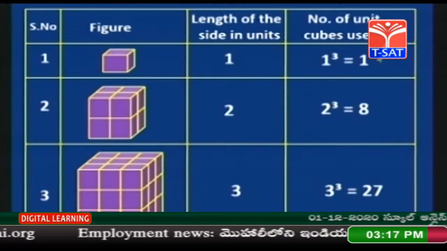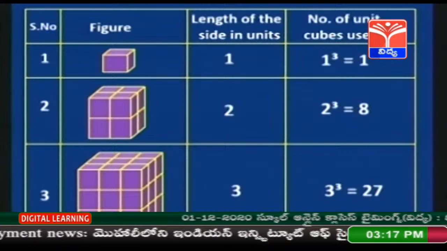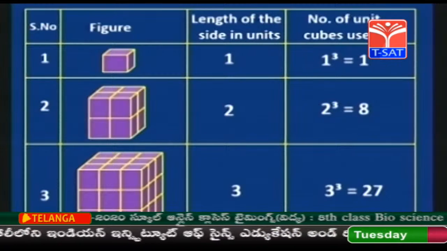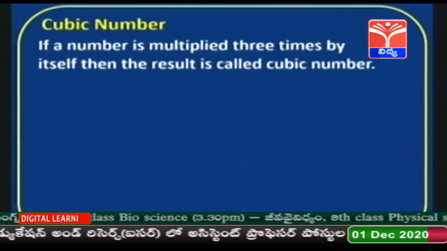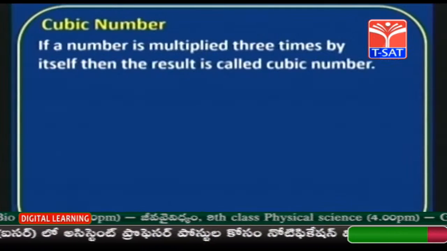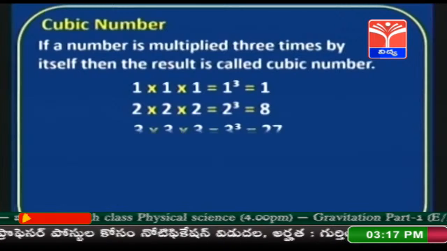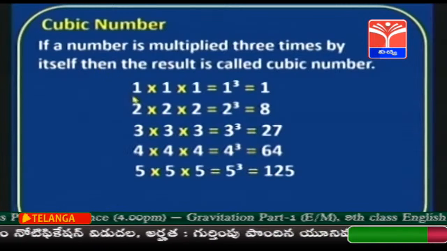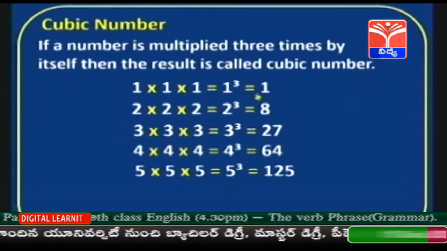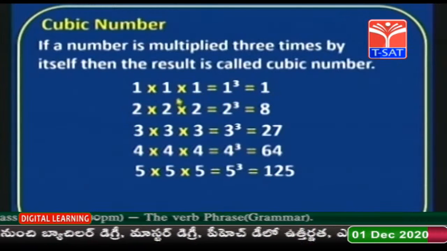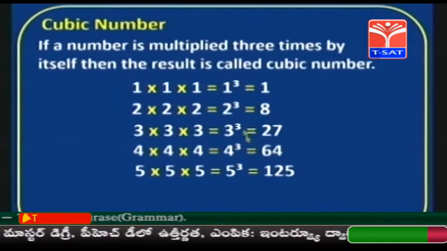So what are these 1, 8, 27 called? Yes, these are called cubic numbers. If a number is multiplied 3 times by itself, then the result is called a cubic number. Children, observe here, I am taking cubic numbers. 1 is multiplied by itself 3 times. 1 into 1 into 1, we got 1 cube, which is equal to 1. 2 into 2 into 2, 2 cube is 8, and so on.